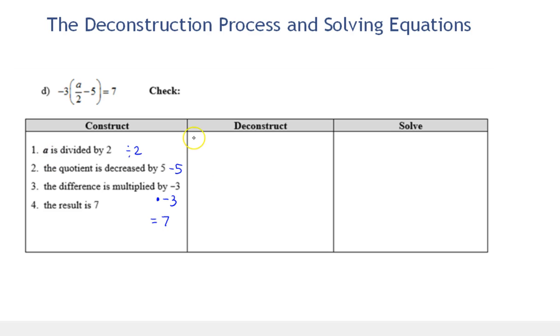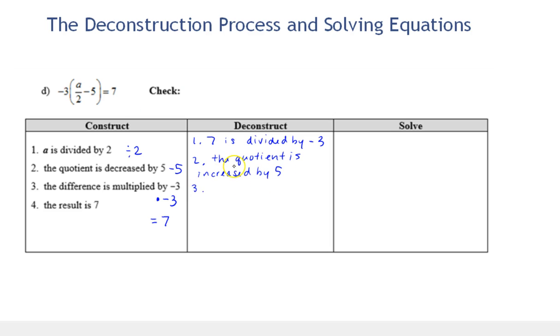So starting with 7, this was multiplied by negative 3, so to reverse that we'll need to divide by negative 3. So 7 is divided by negative 3. Now that result is a quotient. So the quotient is, well, the next operation working backwards, we had decreased by 5, so we're going to increase by 5. So the quotient is increased by 5.